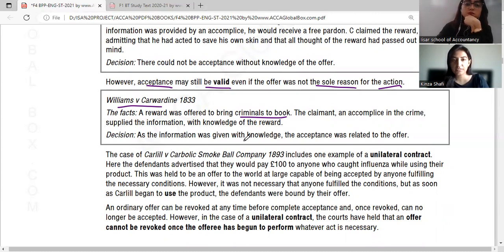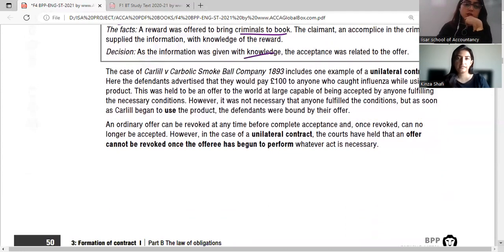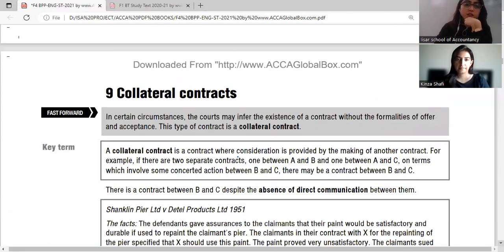As the information was given with knowledge, the acceptance was related to the offer, and therefore it is a valid acceptance. Okay, let's move ahead.